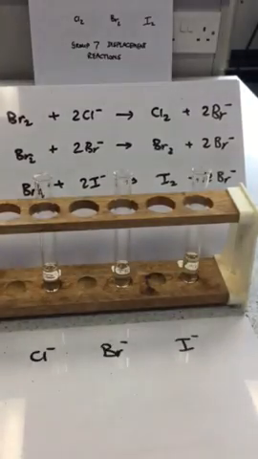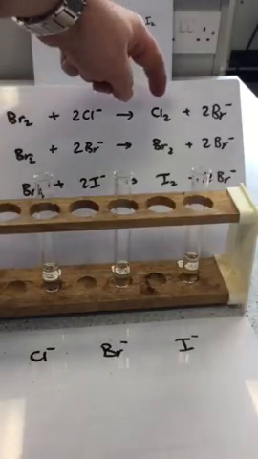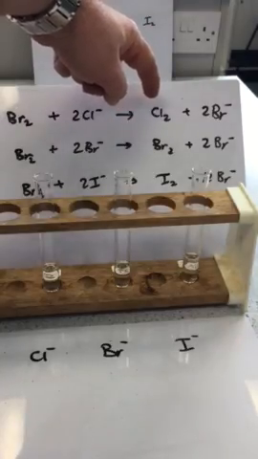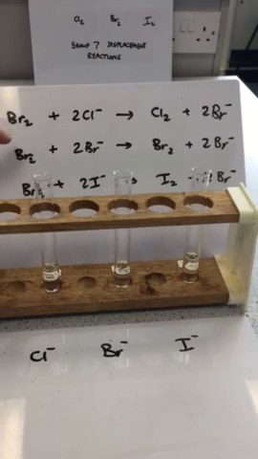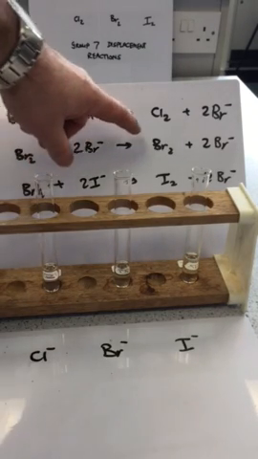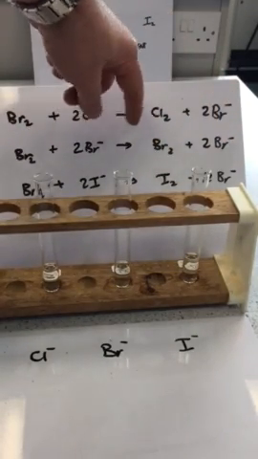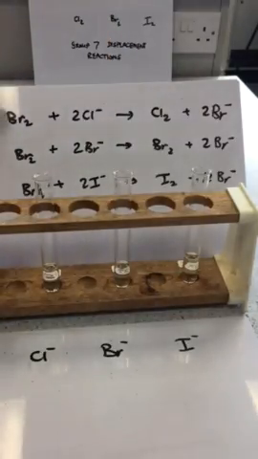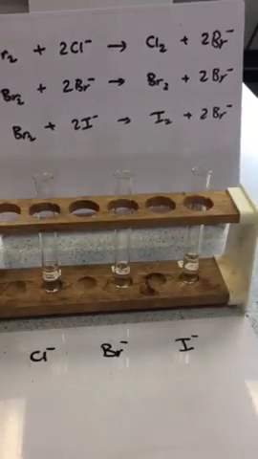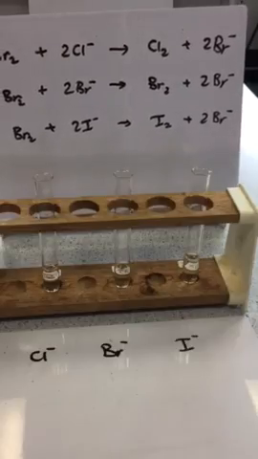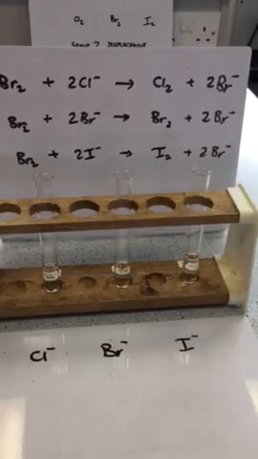Okay. So, the first reaction we'll be doing is bromine water with chloride. If this reaction occurs, we'll see the green colour of chlorine water and the bromide ions formed. The second reaction, bromine displacing bromide to give bromine and bromide. We should see no observable reaction because it's displacing itself. And then finally, the last reaction, bromine reacting with iodide. If the reaction is successful, iodine will be formed, which will give us a brown colour in our aqueous solution and a purple colour in our organic layer.